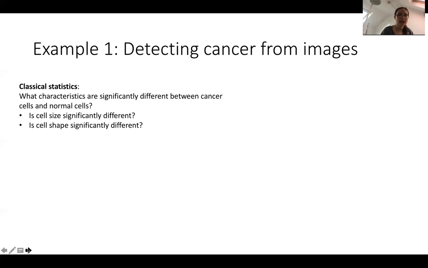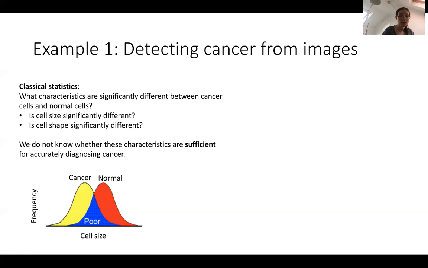For instance, you might ask, is cell size significantly different between cancer cells and normal cells? Is cell shape significantly different between cancer cells and normal cells? And so on. In the end, you end up with a list of different characteristics and p-values associated with each. And from that, you can identify a list of characteristics that are significantly different between the two populations. However, you do not know whether these characteristics are sufficient for accurately diagnosing cancer.